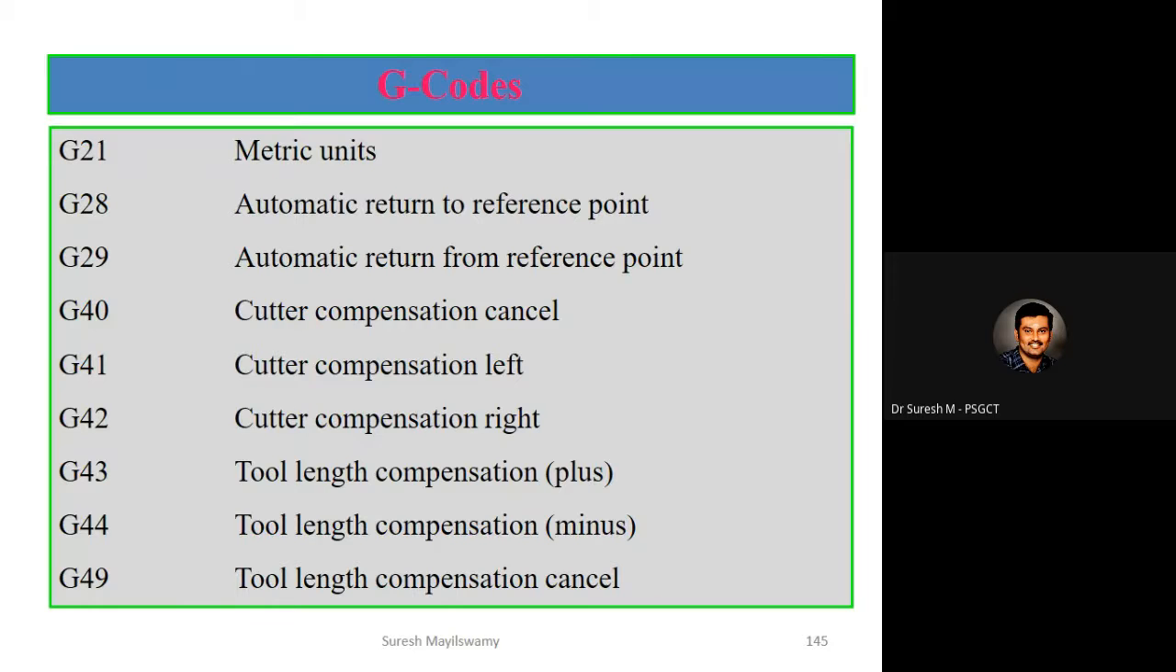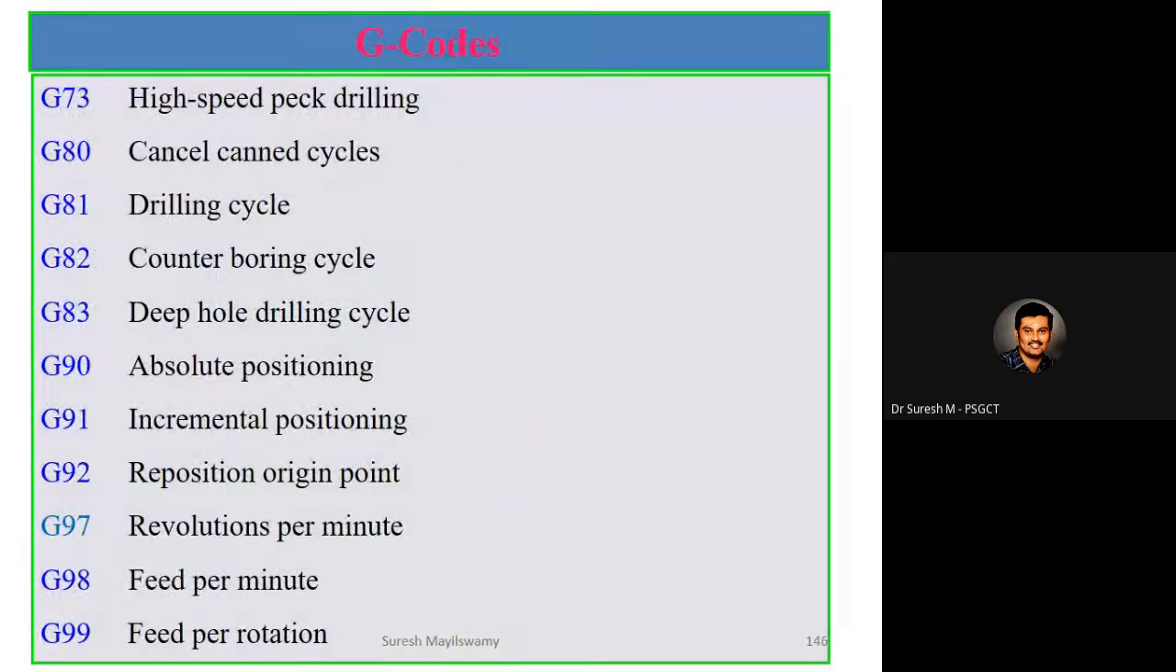And G40 is cutter compensation cancel, 41 is left and 42 is right compensation. 43 is length compensation plus, 44 is length compensation minus, 49 is to cancel the length compensation. And here there are fixed cycles: 73 is high speed peck drilling, 80 is canned cycle cancel, 81 is a drilling cycle, 82 is a counter boring cycle, 83 is a deep hole drilling cycle.